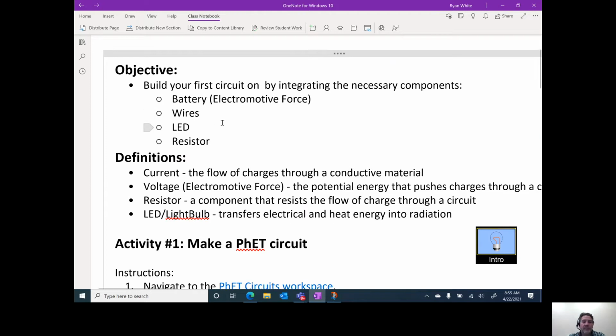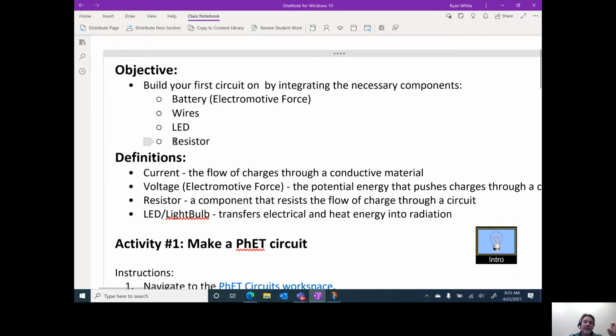You need wires that are made of metal, so they're conductive. You need an LED or a light bulb. LED stands for light emitting diode, but it's the same concept as a light bulb. When you pass electrons through the wire, they heat up the wire, and when the wire gets so hot, it will actually start glowing. It's called black body radiation, and it releases radiative energy. You get a transfer of electrical energy to radiative energy.